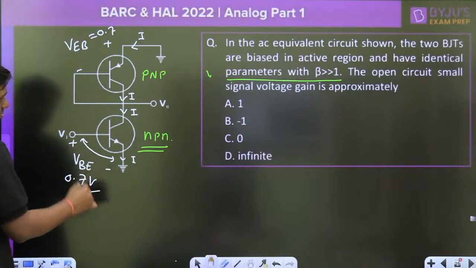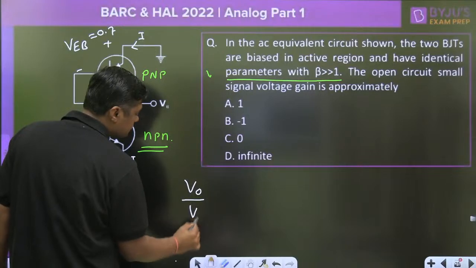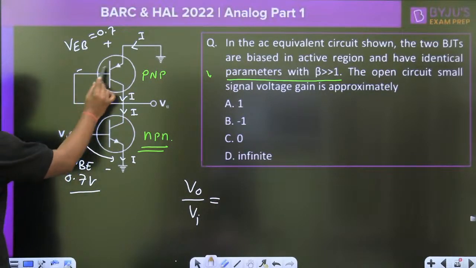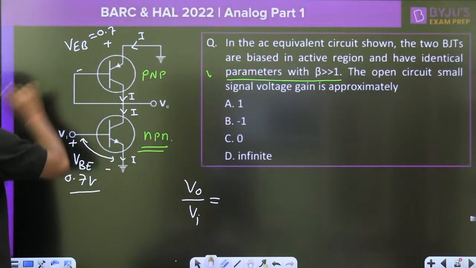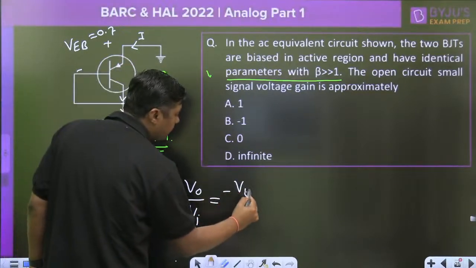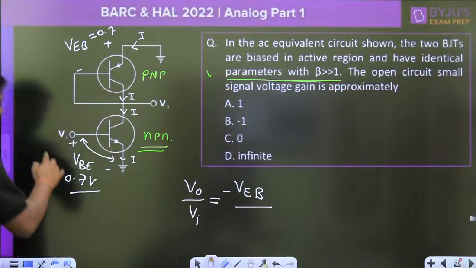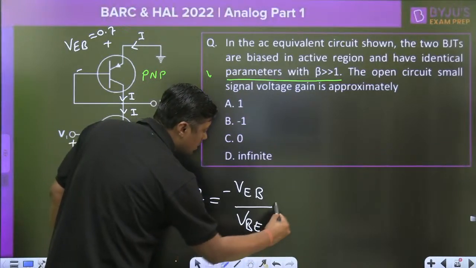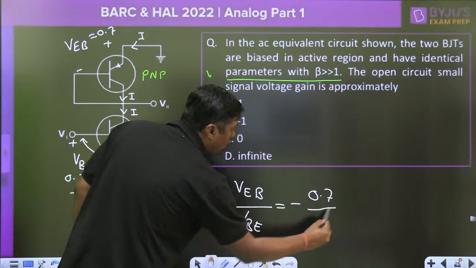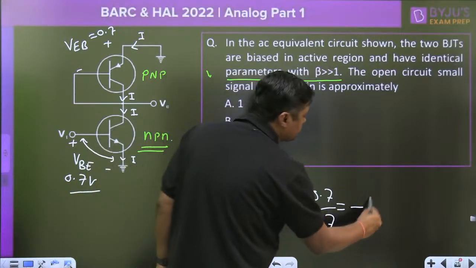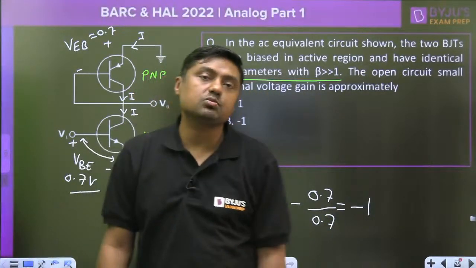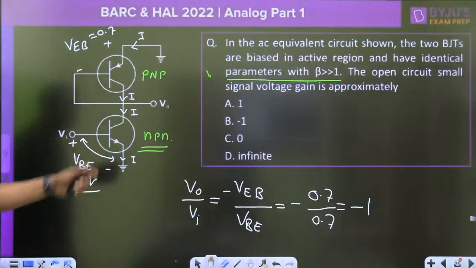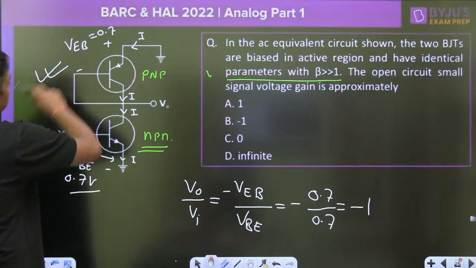Now you can write the V0 by VI. Watch. Write down the KVL from this point to this point. You will get V0 is equal to minus VEB. What is the input? When I am writing the KVL, it is the VBE. Minus 0.7 upon 0.7. This will become minus 1. Directly you can find it without using the small signal model. Without using the small signal model, you will be able to solve this type of question. That is done.